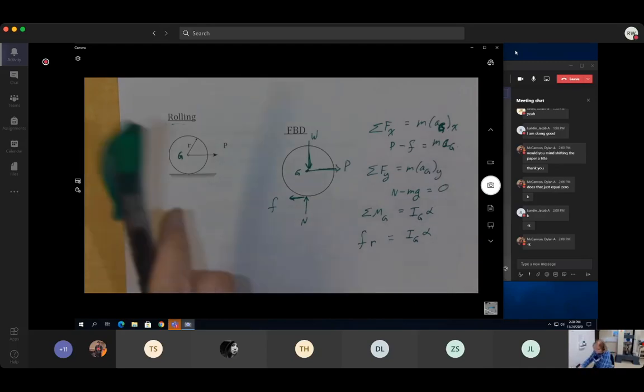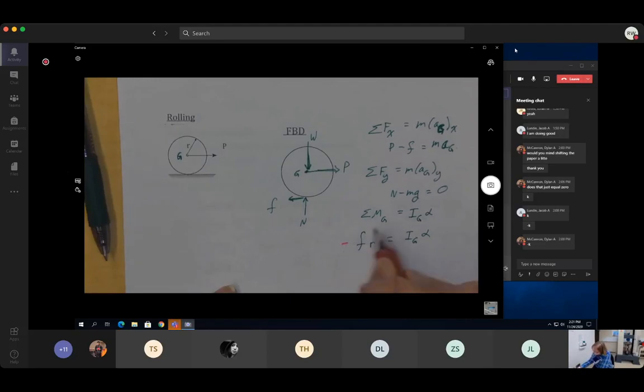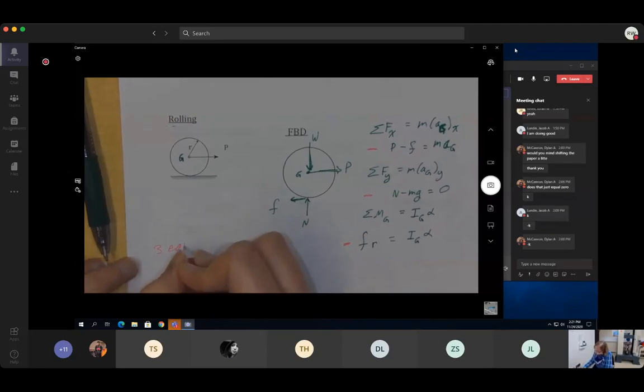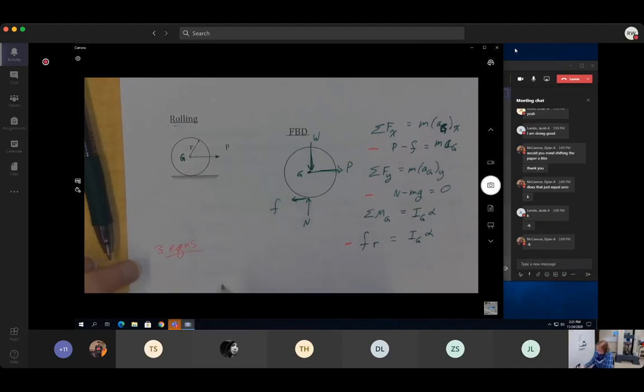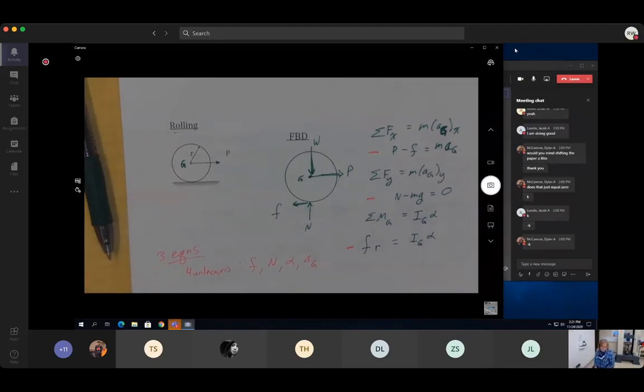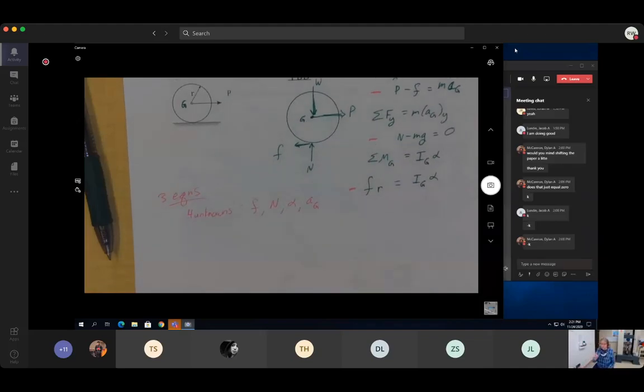Okay, so functionally we've got an equation here, an equation here, and an equation here. So we've got 3 equations, but we've got 4 unknowns potentially. We don't know friction necessarily. We don't necessarily know our normal force. We've got alpha and a sub G. And so in order to get to another equation, we use 2 different conditions.